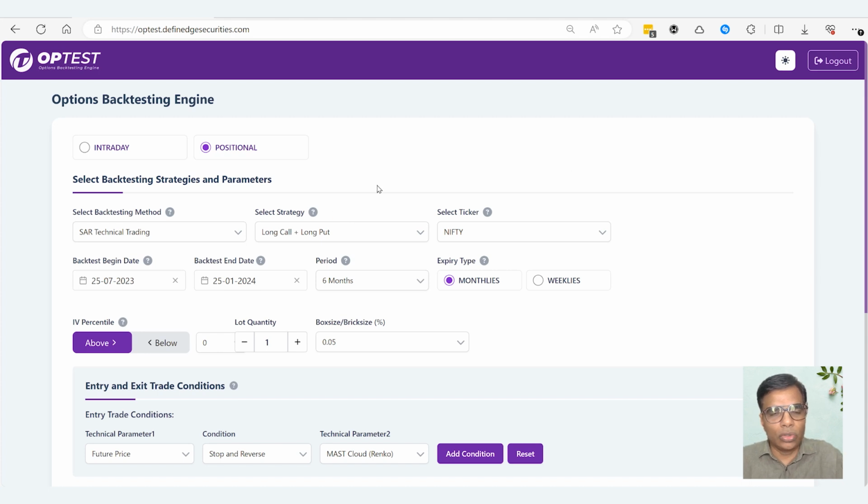The strategy that you're going to use is a long call and long put strategy, right? Stop and reverse. When a long signal is generated, we enter a long call. And when a short signal is generated in the market, we buy a long put. We will show this with Nifty underlying, and we will backtest this for 2 years. We can use either monthlies or weeklies. Since this is positional, we'll stick to monthly options.